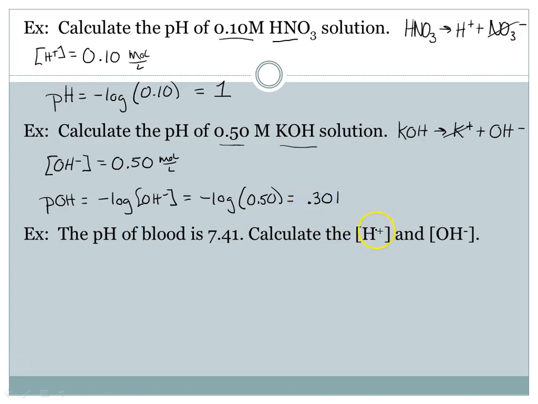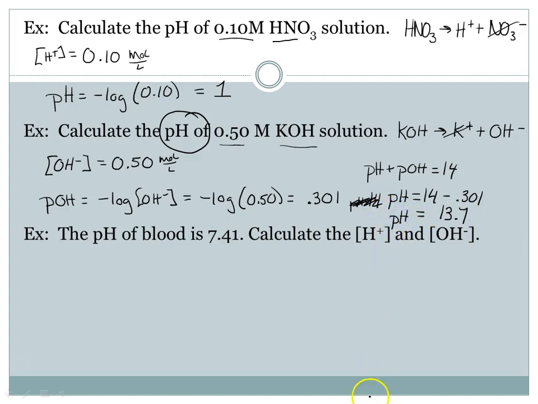0.301. Now I'm not quite done yet, because the problem says calculate the pH. So here I'm going to go back and use the relationship that pH plus pOH equals 14. And since I know my pOH, to figure out my pH, let me write that in here: pH equals 14 minus 0.301, which is 13.7. And again, ask yourself, does my answer make sense? This is a base. I would expect a pH to have a really high number.